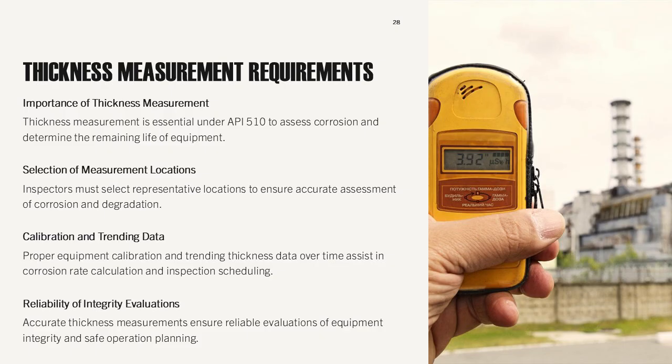Thickness measurements are a core requirement under API 510 for assessing corrosion and remaining life. Inspectors must select representative measurement locations and ensure proper calibration of equipment. Trending of thickness data over time supports corrosion rate determination and inspection interval planning. Accurate measurements are essential for reliable integrity evaluations.